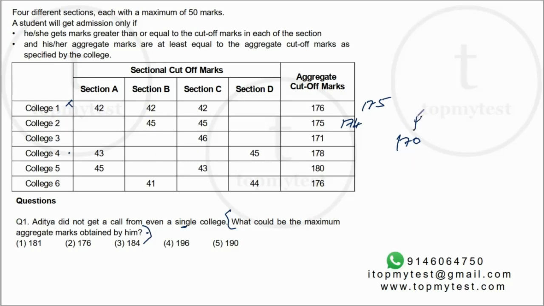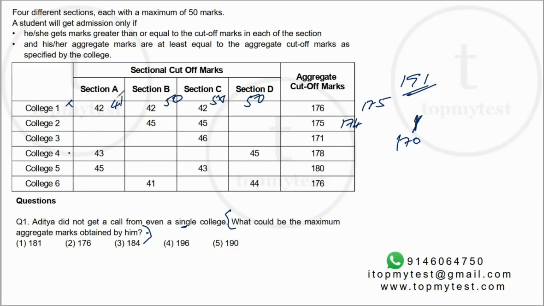You need to increase this score such that he should not get a call from even a single college, but that score should be as high as possible, because he messed up individual sections, or he messed up one of the sections. Now we have looked at only the aggregates as of now. You can also mess up an individual section. For example, if you score a 41 here, and 50 in section B, section C, section D, you have scored 191. You are not going to get a call from college 1, college 2, or college 4, because you have messed up the sectional score here. You're not going to get a call from college 5 also, because you have messed up the sectional score here also.